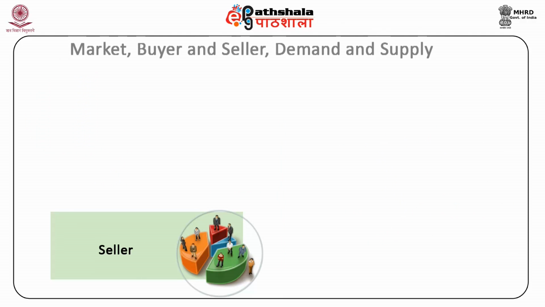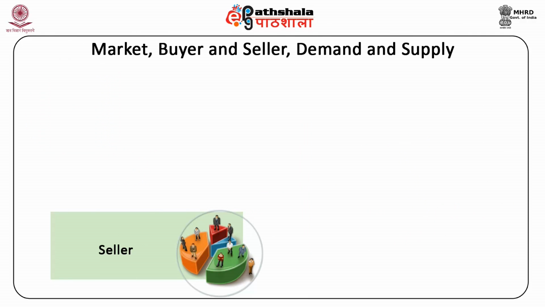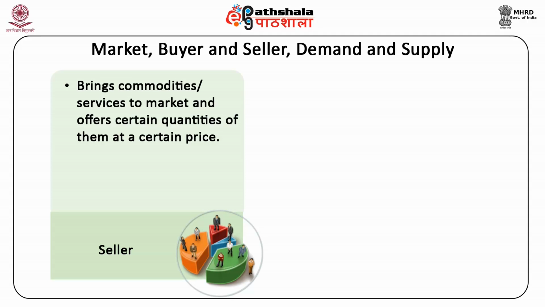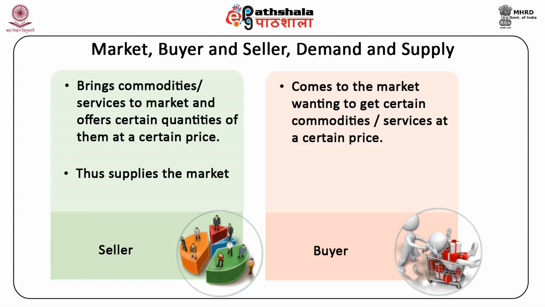The seller, who is sometimes, though not always, the producer of certain commodities or services, brings them to the market and offers certain quantities of them at a certain price. He thus supplies them in the market. The prospective buyer comes to the market wanting to get certain commodities or services at a certain price. He thus demands them in the market.